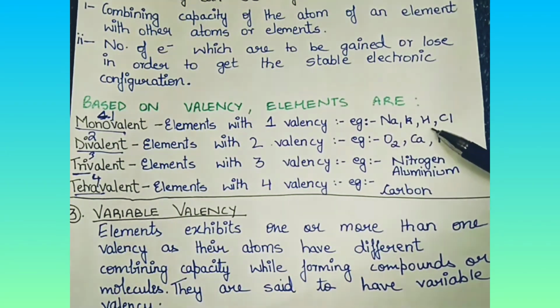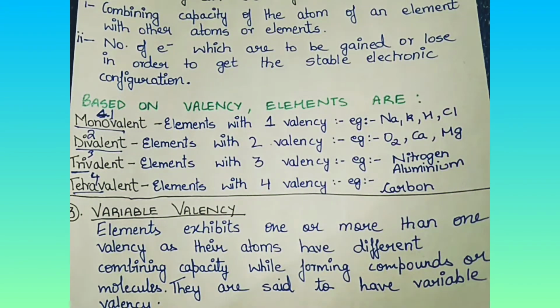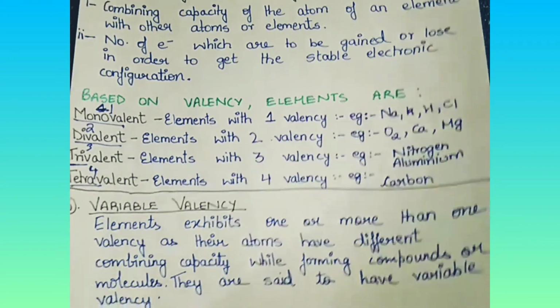sodium, potassium, hydrogen, chlorine. Divalent means elements which have two valencies, two valence electrons in their outermost shell to donate or gain in order to get the stable electronic configuration. Example: oxygen, calcium and magnesium. Trivalent elements have 3 valency. Example: nitrogen and aluminium. Tetra means 4. Valent means valency. Elements with 4 valency are tetravalent, example carbon.